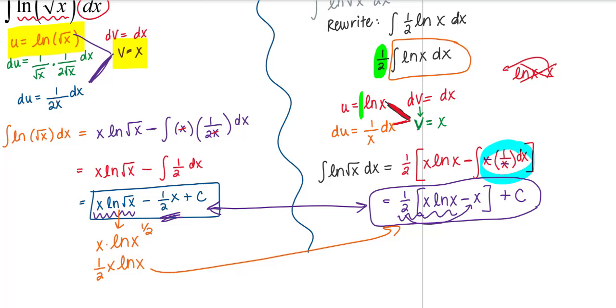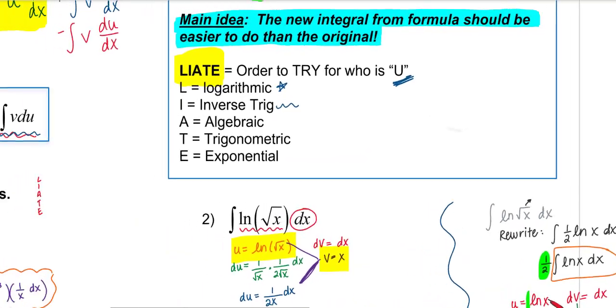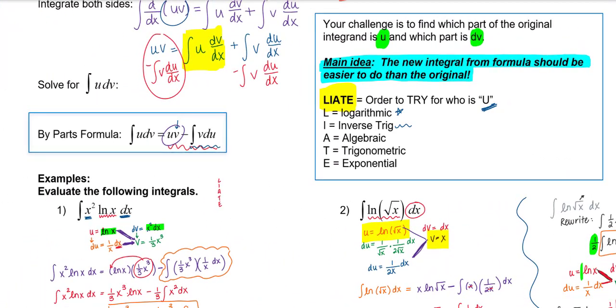So this should just get you started with integration by parts. There are far more examples that we can do, but I hope this gets you started with the by parts formula and LIATE. The by parts formula being that the antiderivative of u dv will be uv minus the antiderivative of v du, and LIATE, sort of who should be your u.